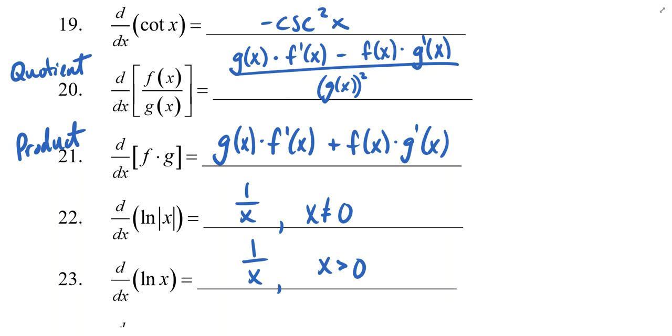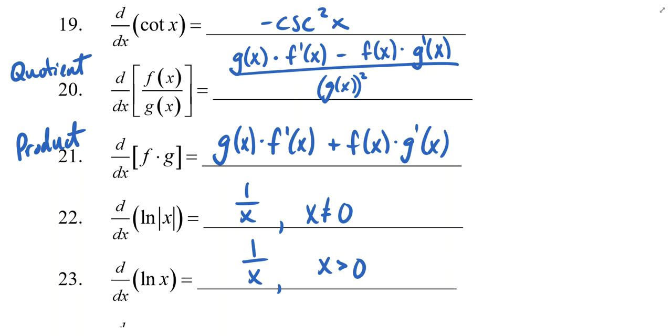So one more time, that phrase, low d high minus high d low over low low, will help you keep the order of the quotient rule correct. And order does matter here because when we're subtracting and when we're dividing, those operations are not commutative. So you can't just switch the direction of subtraction or division. You've got to get them in the correct order, and that phrase should help you do that.